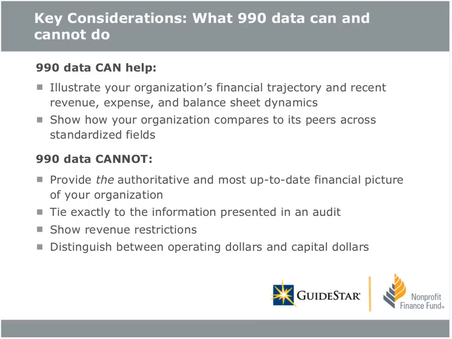It's a limitation of the format where permanently, temporarily, and unrestricted dollars are all in the same stream in terms of the way you report it on the revenue side of the 990. And lastly, the Form 990 does not have a place for organizations to distinguish between operating dollars and capital dollars. So if you have a capital campaign, it's all going to show up as the same revenue, not as distinct from the regular operations of the organization. So a few pieces to keep in mind of what the 990 data can and cannot tell.